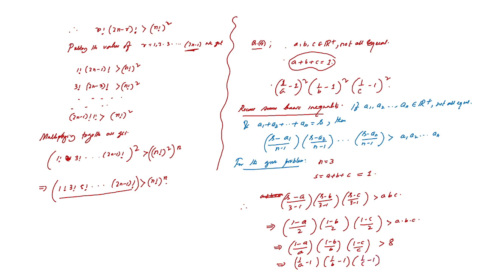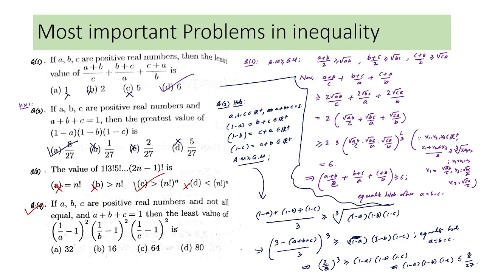This value, we need the square. So that square is greater than 8 square, so that means 64. So you can conclude the least value of this expression is 64, because it is always greater than 64 if ABC are not equal. So option C is correct. All other options are false.